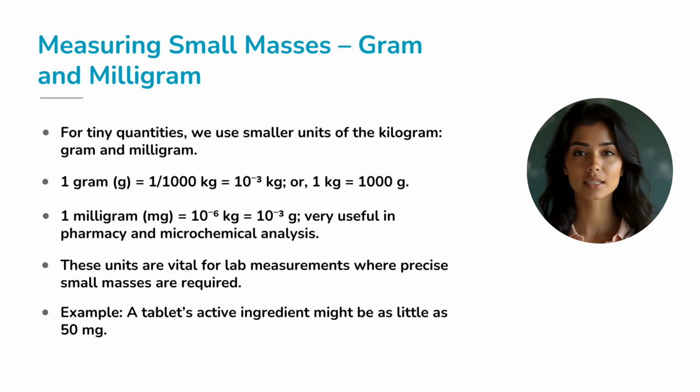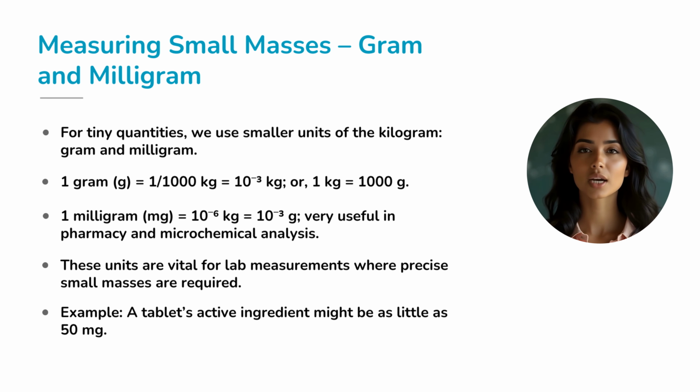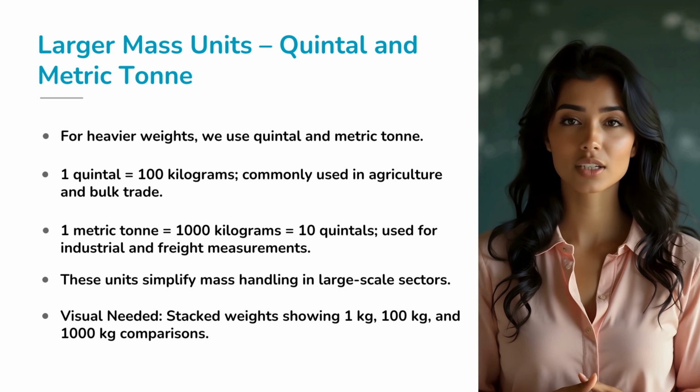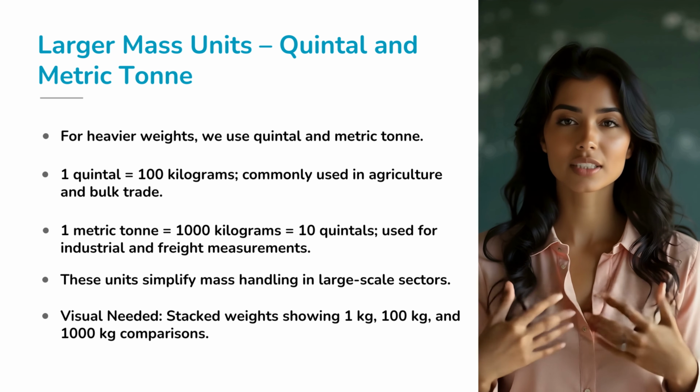And a milligram, symbol mg, is 1,000th of a gram or 1 millionth of a kilogram, written as 10 to the power minus 6 kilograms. Milligrams are especially useful in medical dosages and fine chemical preparations where precision is critical. For instance, an aspirin tablet may contain just 300 milligrams of active ingredient, a tiny amount, but accurately measured thanks to these smaller units.